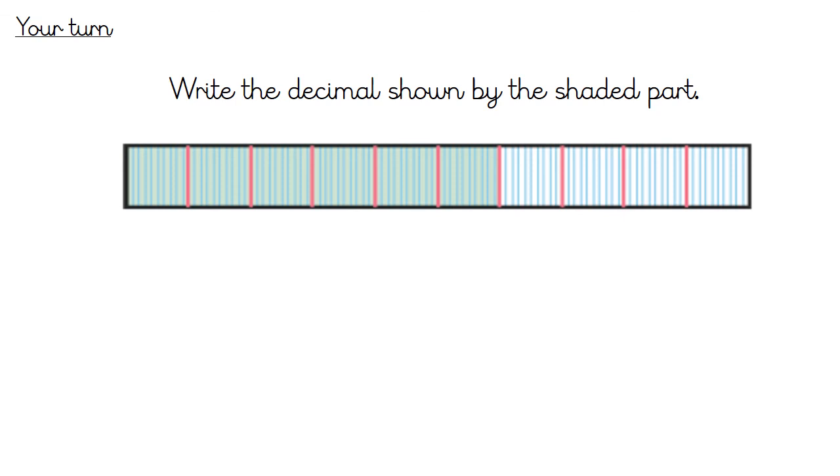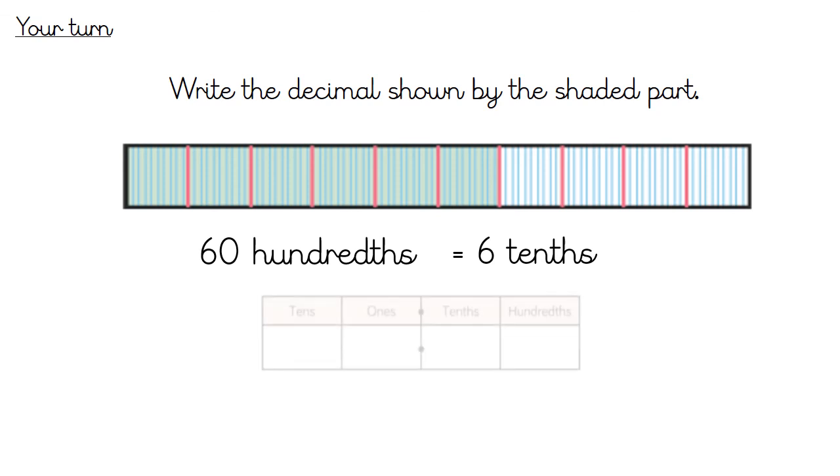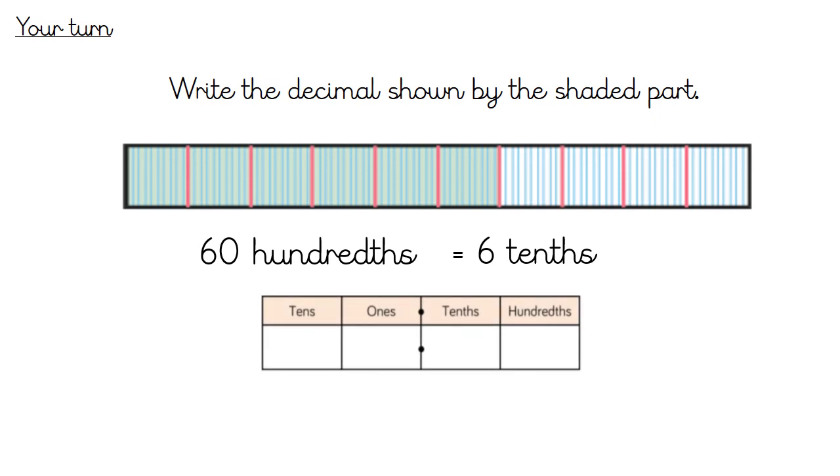Okay, so we can see here that we have 6 tenths shaded in. And if we're going to think about hundredths as well, we know that 6 tenths is the same as 60 hundredths. So we have 60 hundredths, which is the same as 6 tenths. So if we look at that on a place value grid, we're not going to put the number 60 in the hundredths column. We're going to exchange all of those hundredths for 6 tenths. So this image as a decimal number is 0.6.